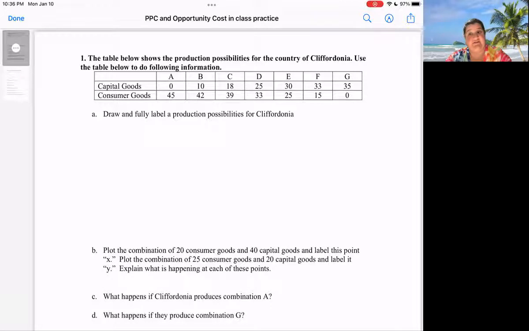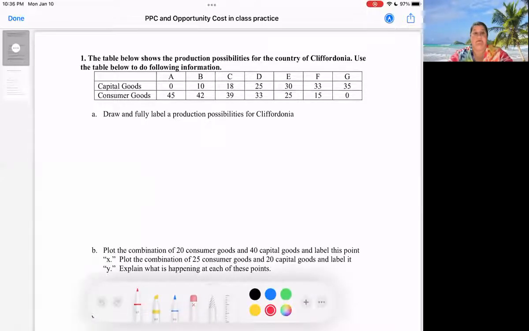And if you can go faster than I can and you're bored, that's okay. You can try and do it by yourself, and you can pause it and then come back and check your answers at the end. But if you'd like that step by step, let's get to it. Question number 1 says, the table below shows the production possibilities curve for this country, California. Use the table below and do the following.